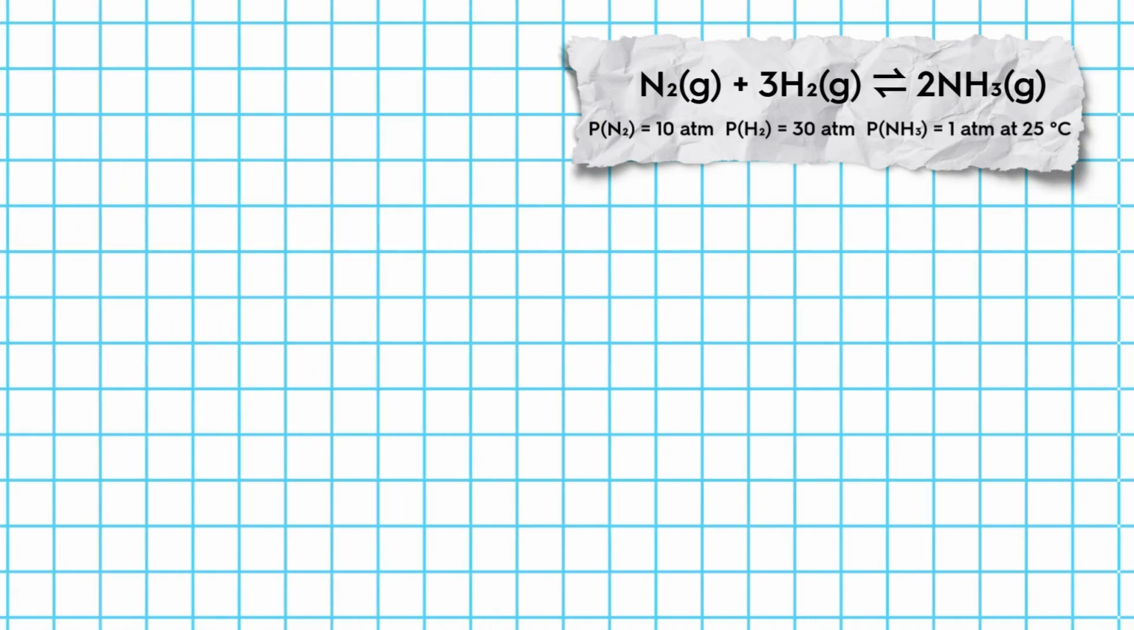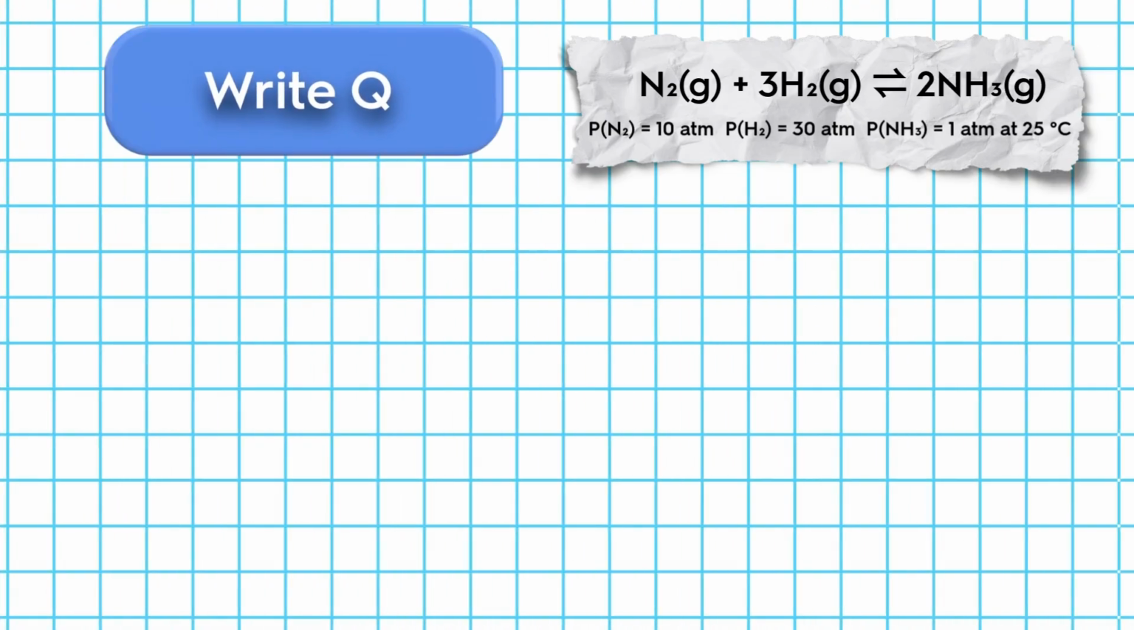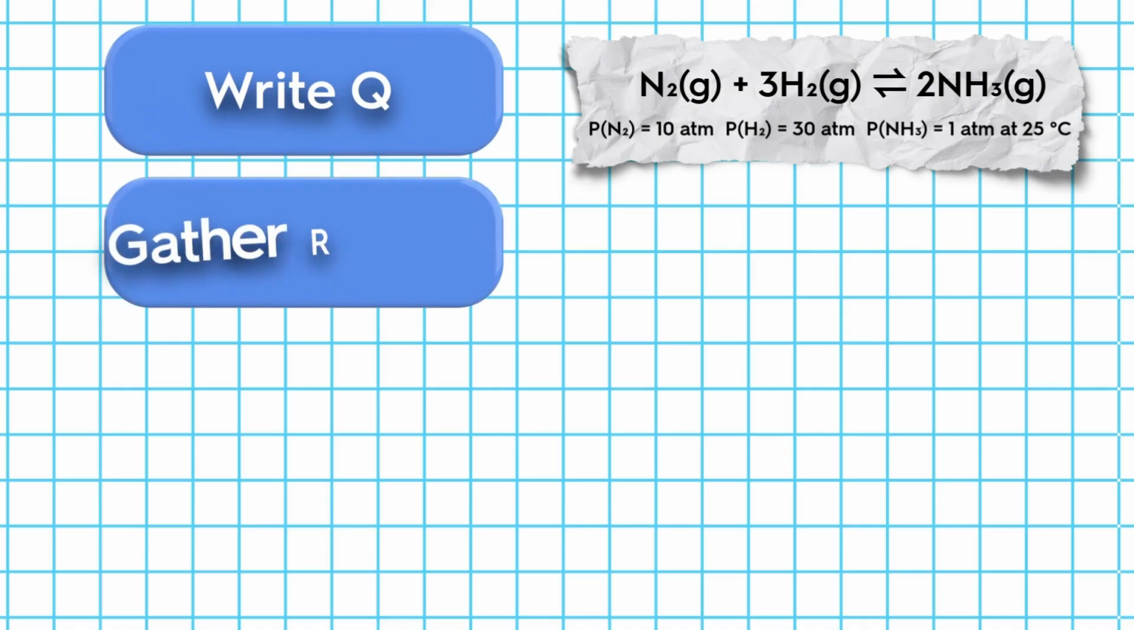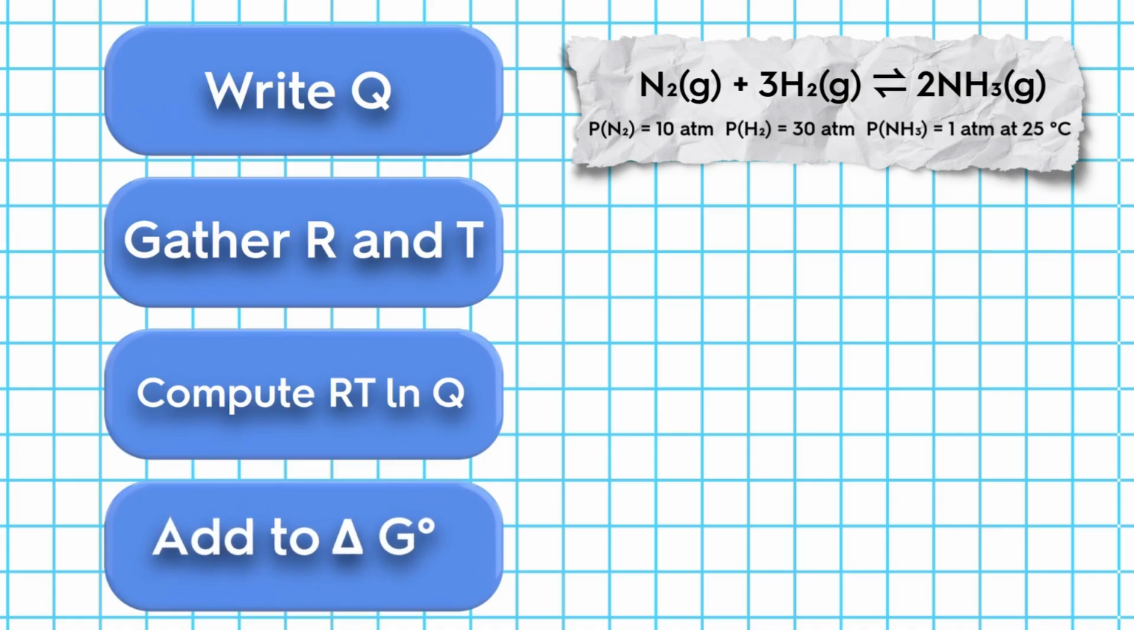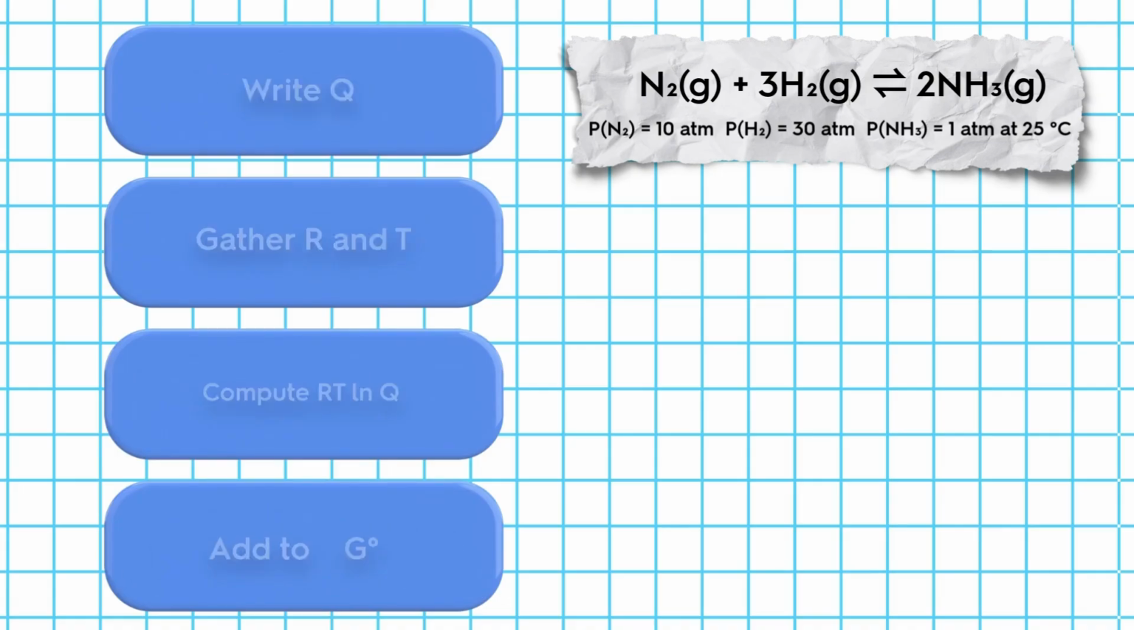Let's practice the workflow. First, write Q with gases only. Second, set R equals 8.314 and pick the temperature in Kelvin. Third, compute RT times natural log of Q. And lastly, add it to delta G naught from a table to get delta G at your conditions.